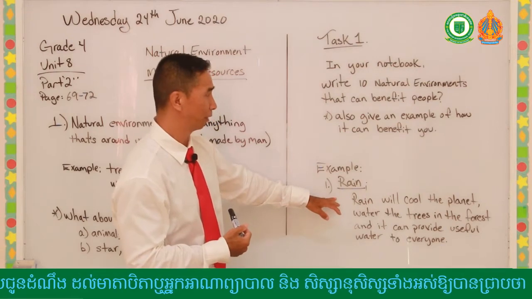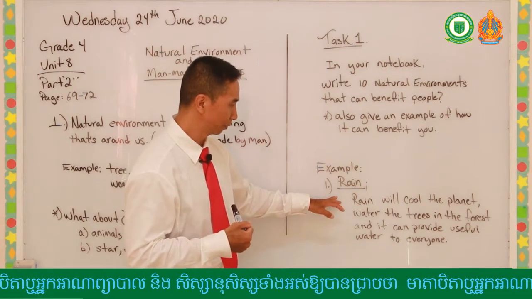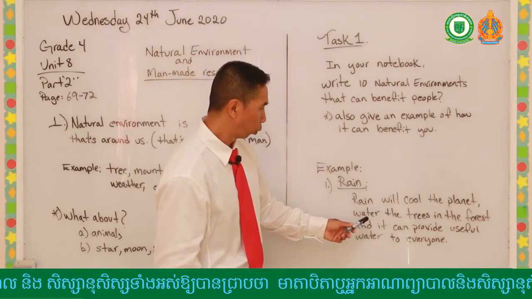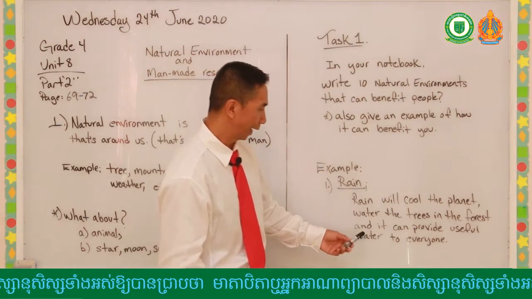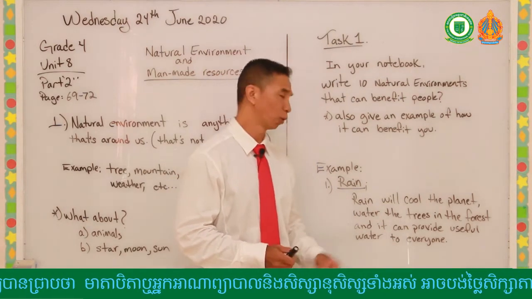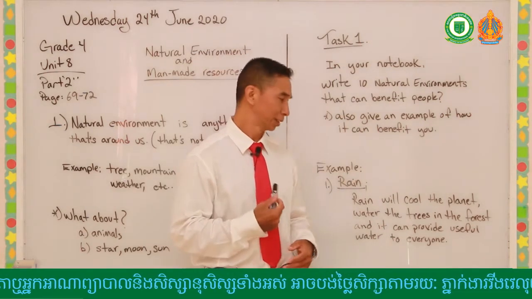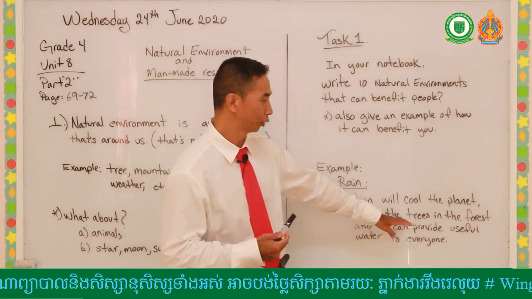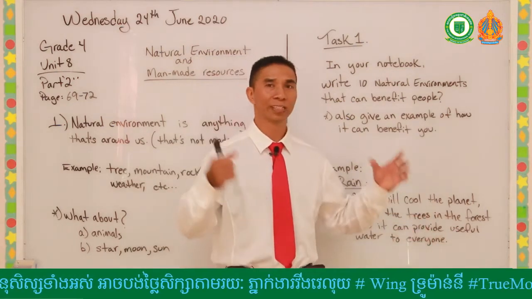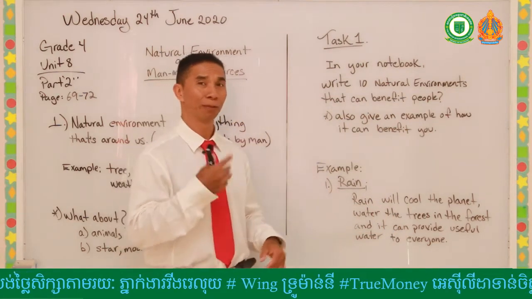And my example of how it can benefit me and the world is, I wrote, rain will cool the planet, water the trees in the forest, and it can provide useful water to everyone. So rain has a lot of benefits, not only for us and for animals, but also for the trees in the forest. And it will keep the planet, the earth, cool. So rain has many benefits.